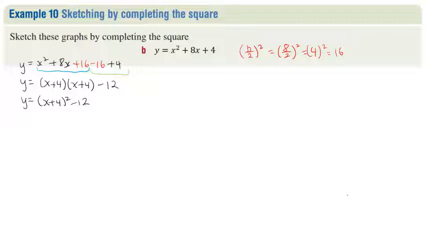And this here, where's my yellow highlighter? This is my turning point form. Wrong color again. Turning point form. So this was my first step, I forgot to label it. So my turning point is at -4, -12.